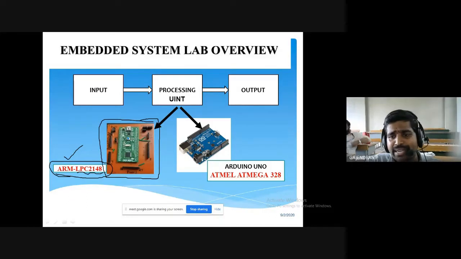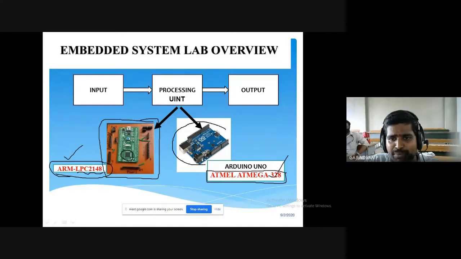The second microcontroller is the Atmega 328. Please make note of these two numbers alone. Atmega 328. Where is it available? See, this ARM LPC2148 is available here. See how tiny it is. If you compare it with your 8085, it is very small in size, isn't it? Yes. Then come back here. Where is your Atmega 328 available? See, this is our Atmega 328.